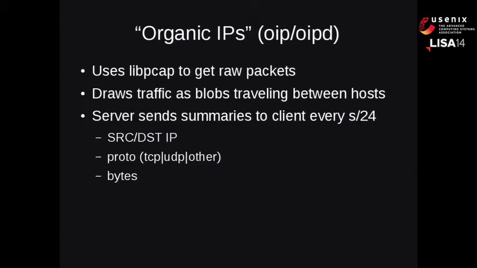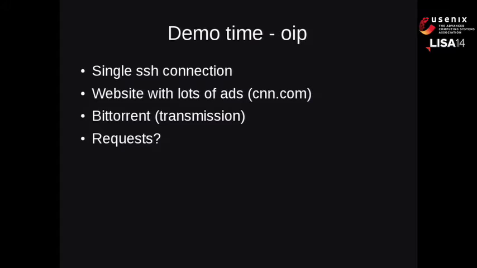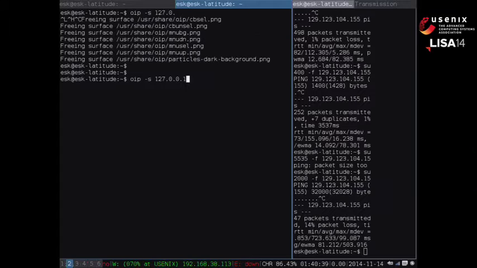The server sends basically a summary every 24 seconds that has a huge list of source IP address, destination IP address, the protocol we saw, and how many bytes we saw. And the client uses that information to plot on the display.